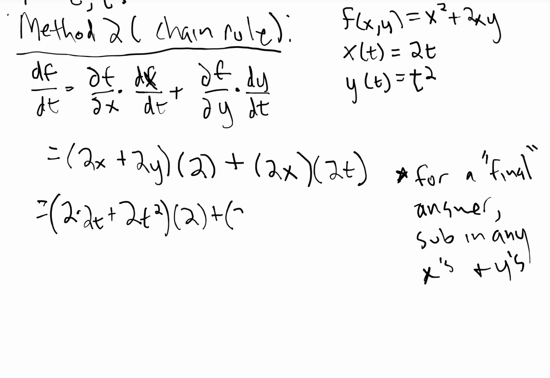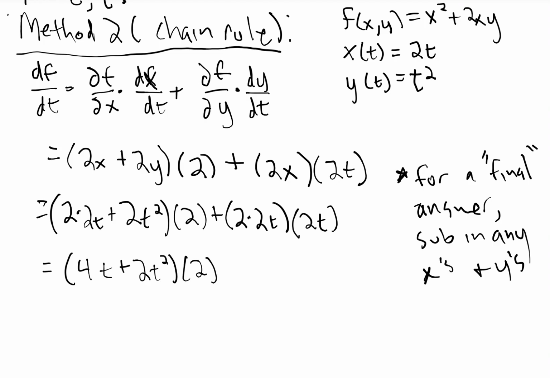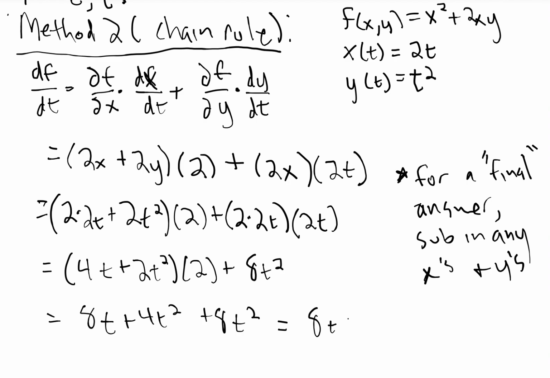Again, my x function was 2t, so 2t goes here. And then I have this 2t on the end. And if you want to, the rest of this is just going to be cleaning up whatever you have algebraically. So I'll have an 8t squared on the end. I've got an 8t plus 4t squared plus 8t squared. Alternatively, this is 8t plus 12t squared.